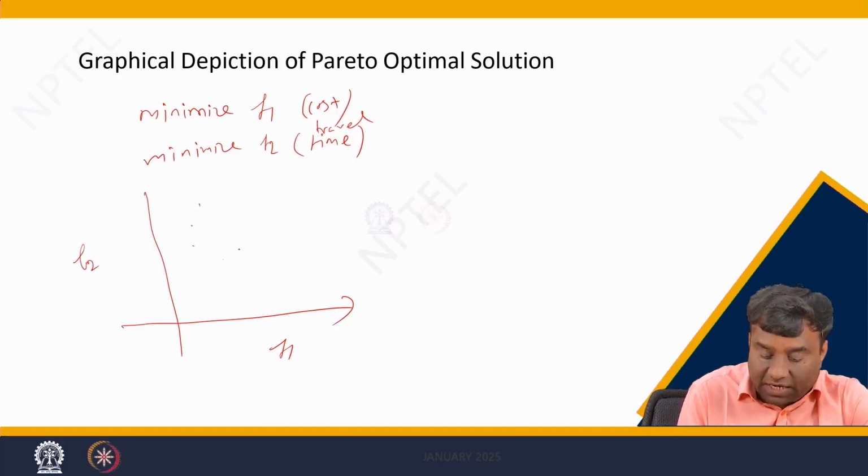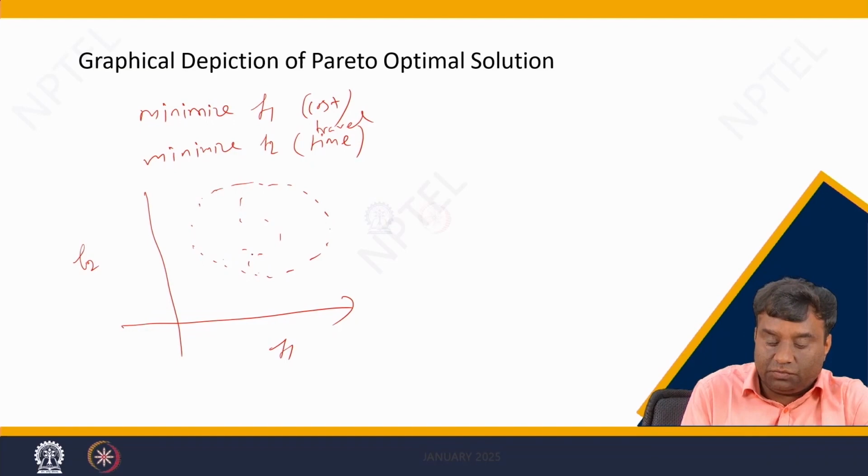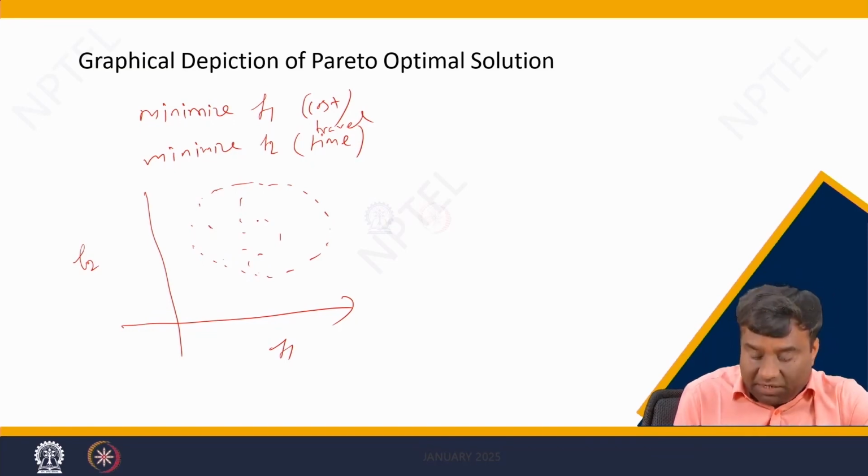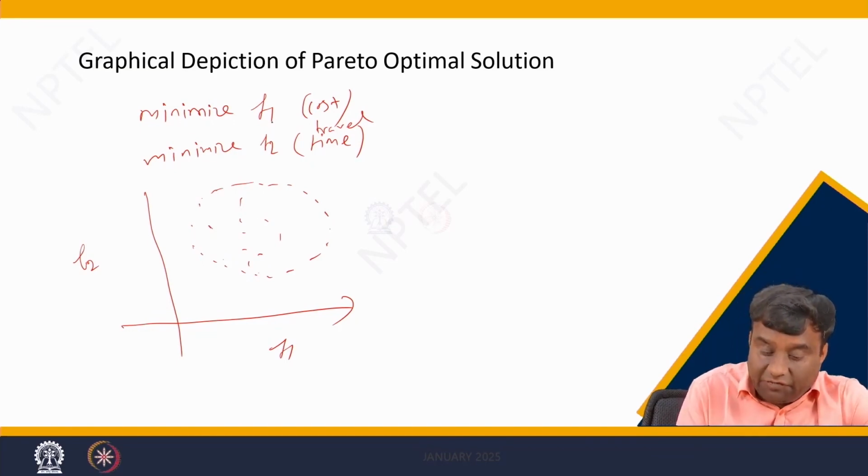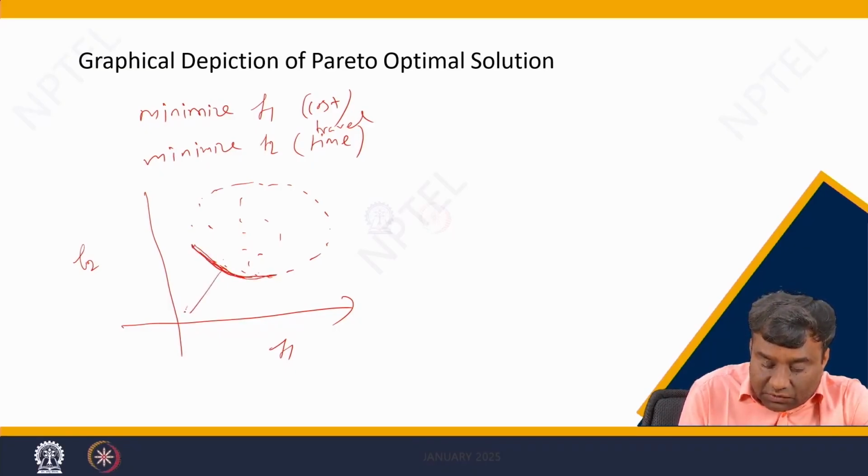There are a number of solutions there. You plot the solutions like this, different solutions you plot. Both are to be minimized. So F1 is the minimum, and F2 is also minimum. So this is the minimum, and this is known as the Pareto optimal front.